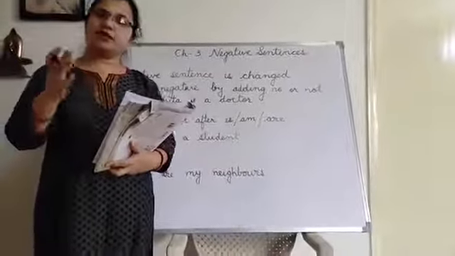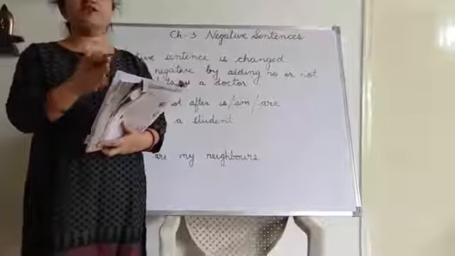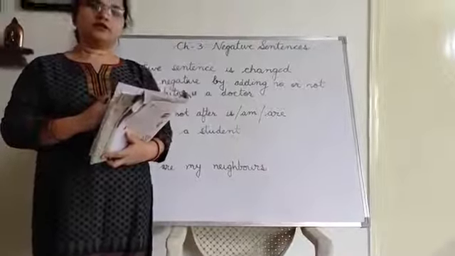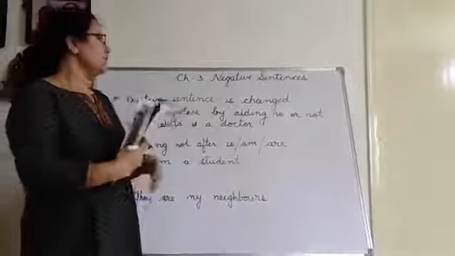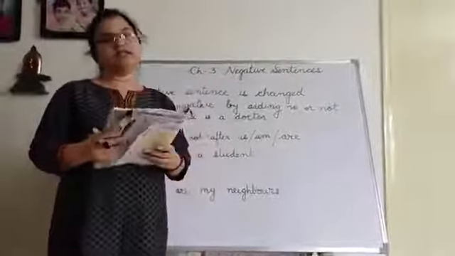Then, it is raining hard. Is it raining hard? What have you done? You have changed the place of the verb. So in this way I taught you how to make questions which you can answer in yes or no. Now today I am going to teach you how to make negative sentences.